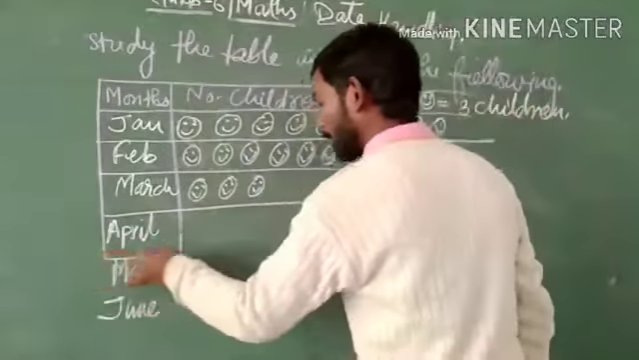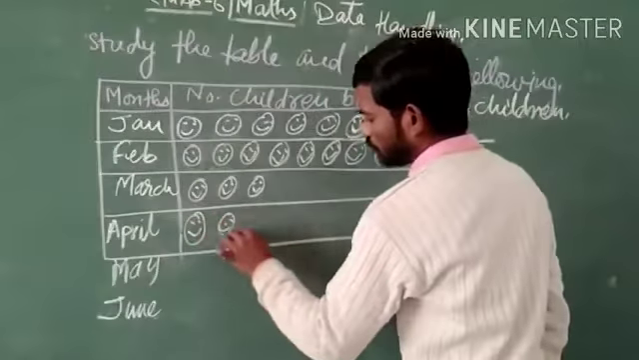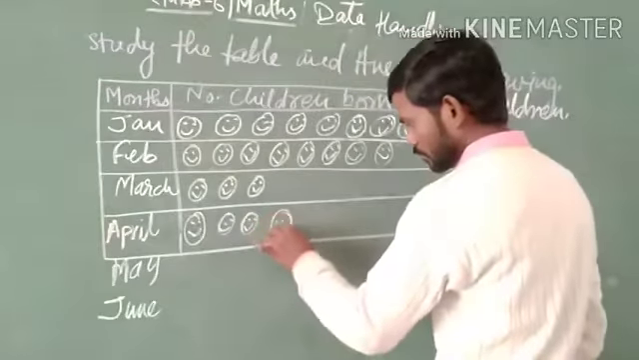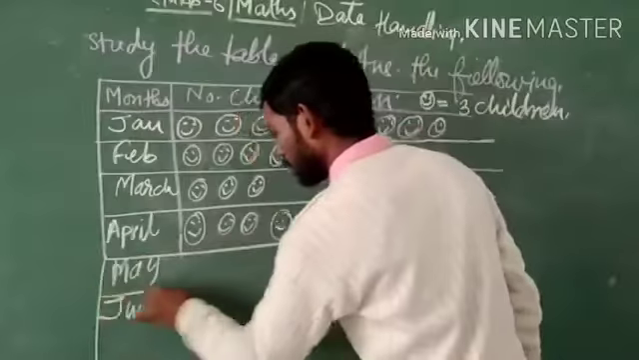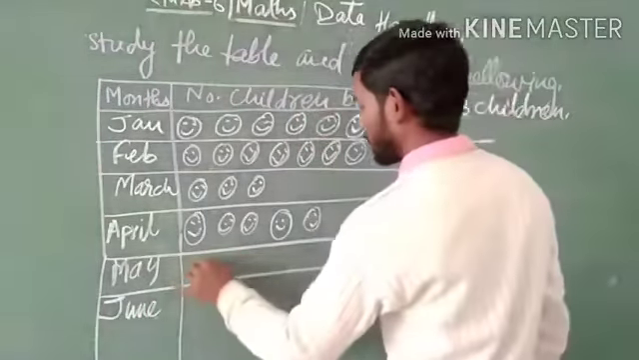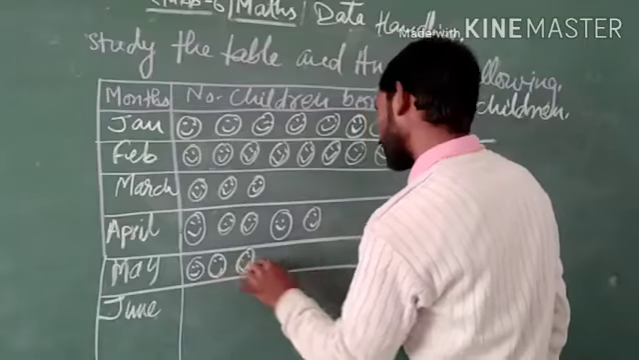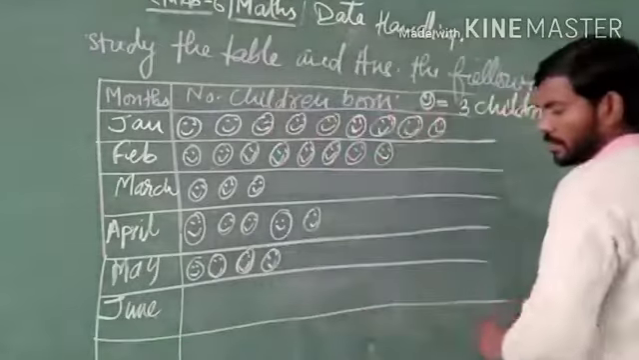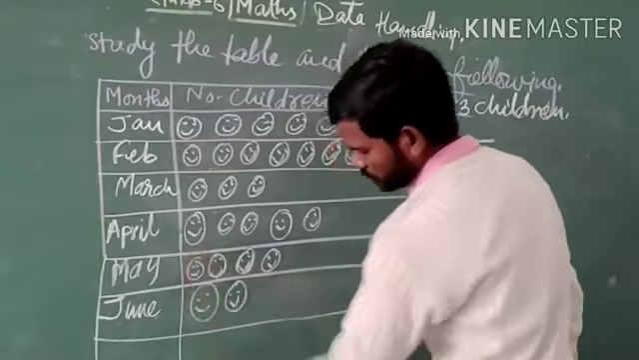In the month of April it is 1, 2, 3, 4, 5. And in the month of May it is 1, 2, 3, 4. And in the month of June, the number of children born is 1, 2.